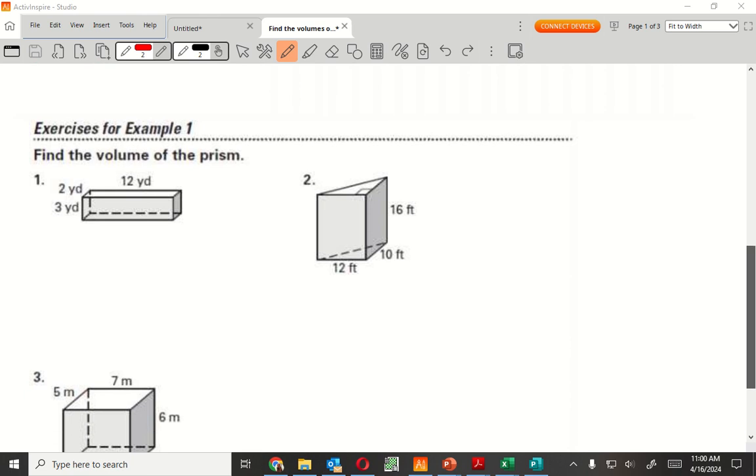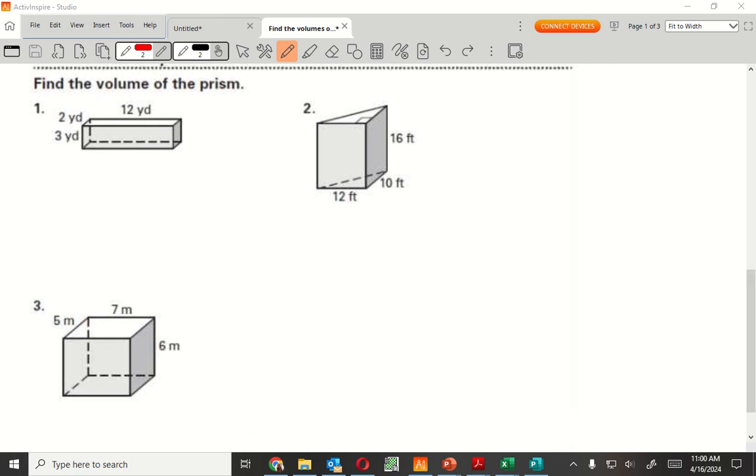So you people, try these two. This is for you people to do. Okay, it's easy. Yes, it is.